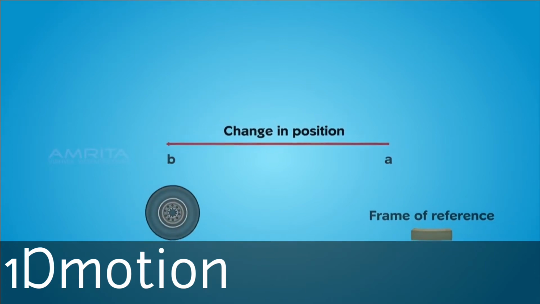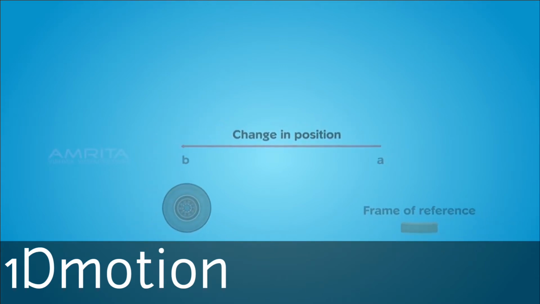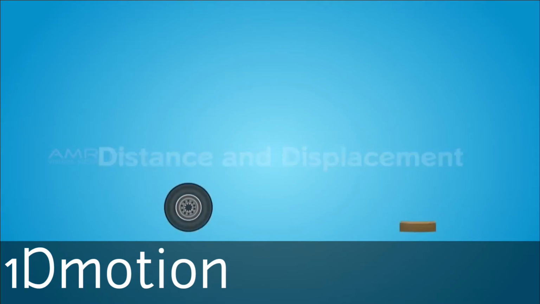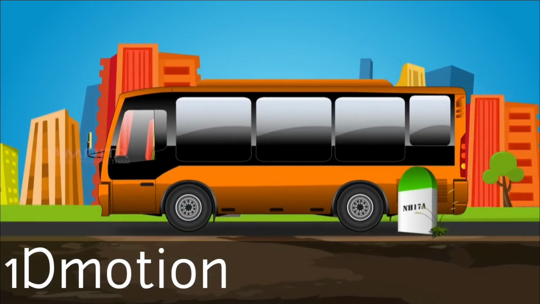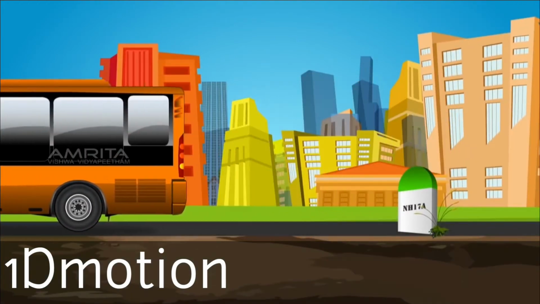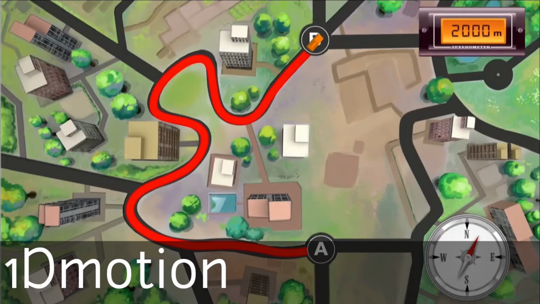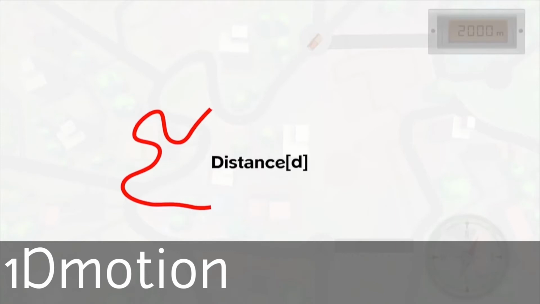So far, we've discussed motion and frame of reference. Let's now understand the meaning of distance and displacement. A bus moves from destination A to destination B. In its course, it changes its direction constantly and reaches destination B. In the process, the bus has covered a distance of 2000 meters. The length of the path covered is called distance d travelled.